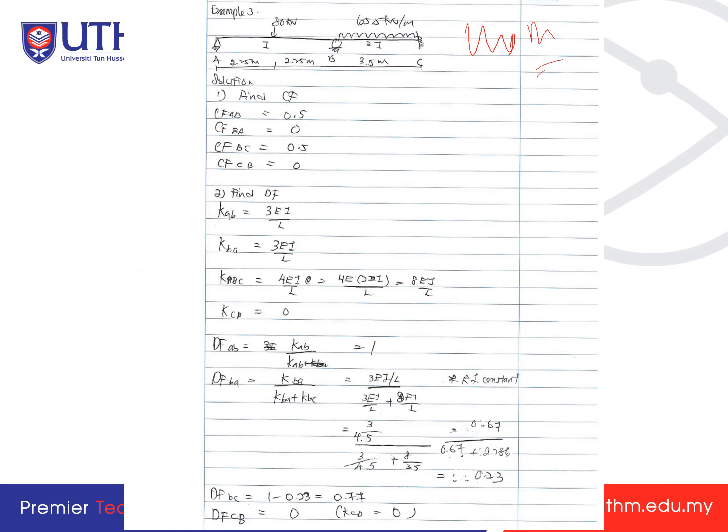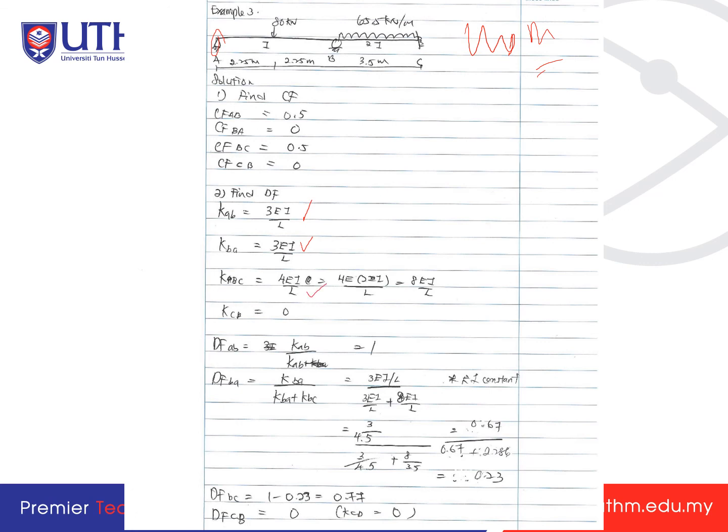Okay, so now A to B is 0.5, but then B to C is now already become 0. B to C is 0.5, and then C is fixed, and so it is 0. Okay, so now you can see here 0.50, 0.50. And then the KAB now is 3EI over L. KBA is 3EI over L because it's pin end. Okay, KBC is 4EI over L.